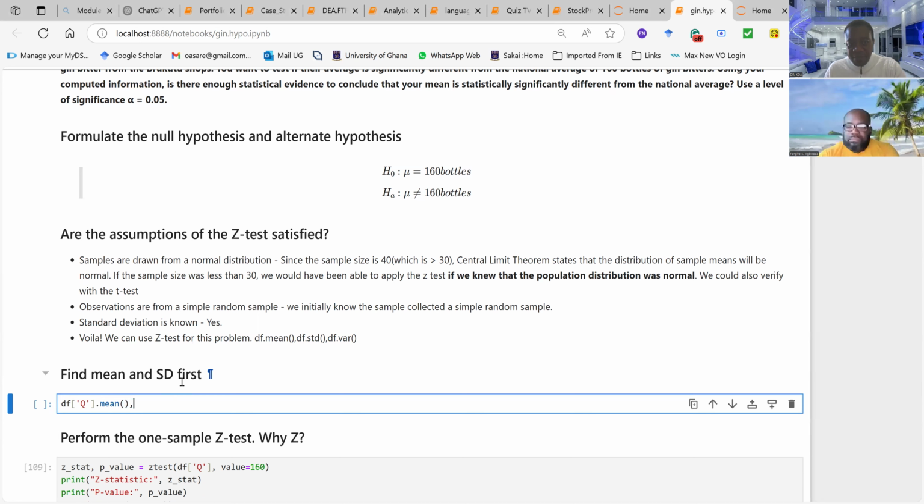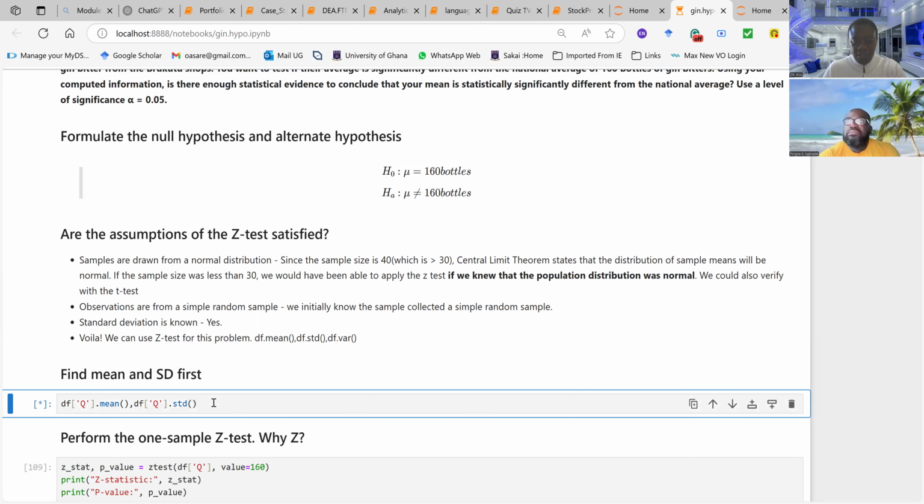Put a comma. You also need to find the standard deviation. So I'm going to copy the same thing, paste it here, and then just change the mean to what? Standard deviation. And standard deviation is written as STD. It's not sexually transmitted disease. STD is standard deviation. So that's it. This should run and it should give you the mean. Let's do that and see.